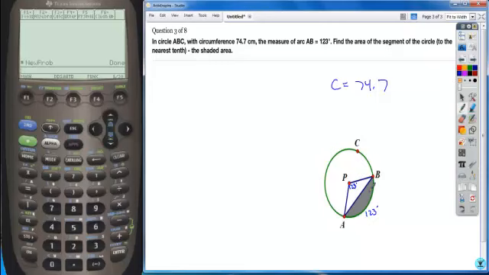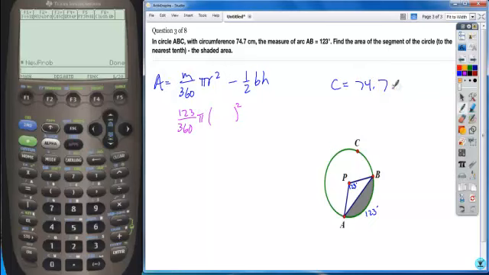So the area formula that we're going to be using, the area of a segment, is the whole sector, m over 360 times pi r squared, minus the area of this triangle, 1/2 base times height. So the first thing we need to do is find the area of the sector. The arc measure is equivalent to the central angle measure of 123 over 360 times pi r squared.